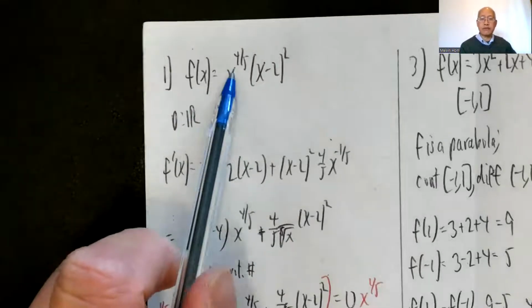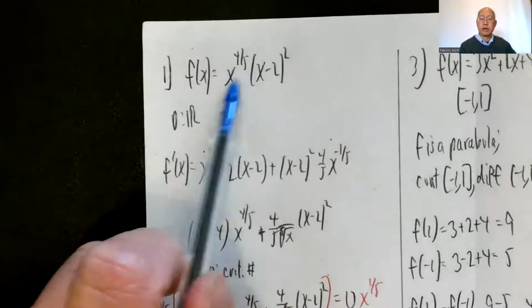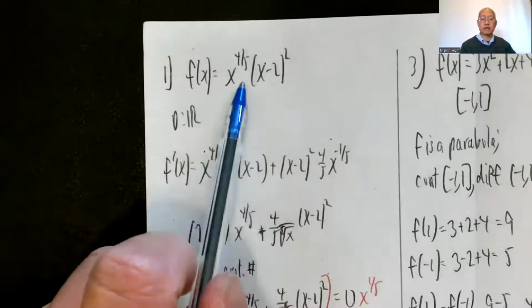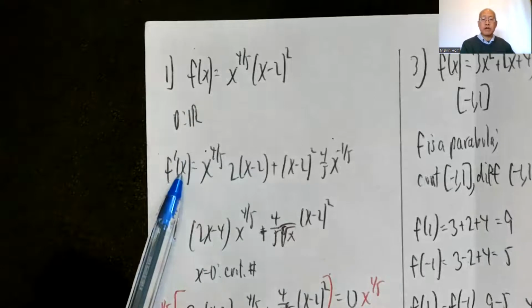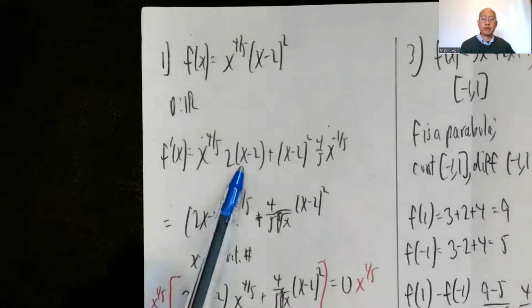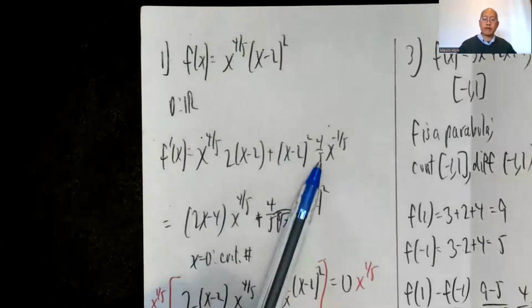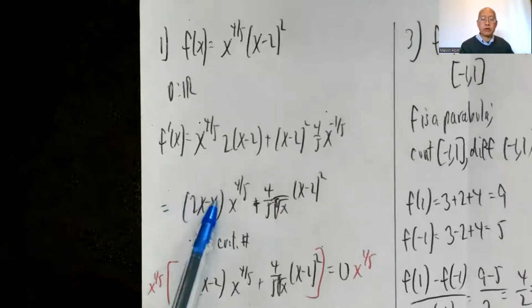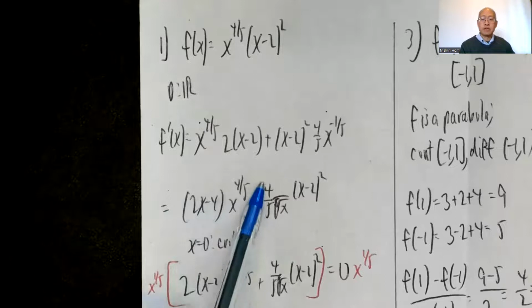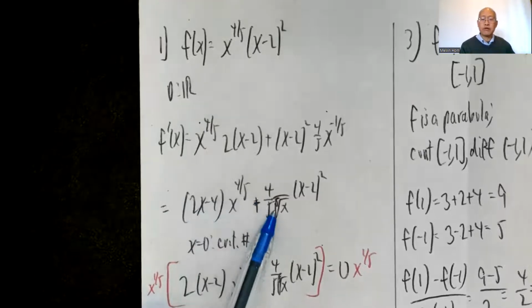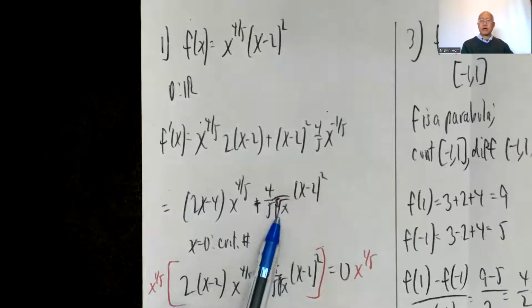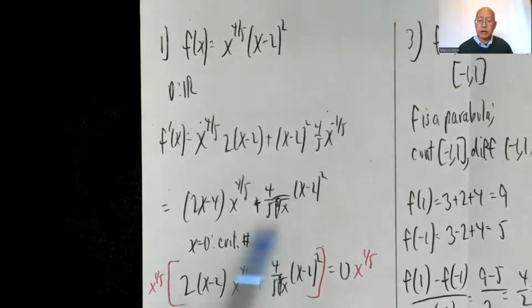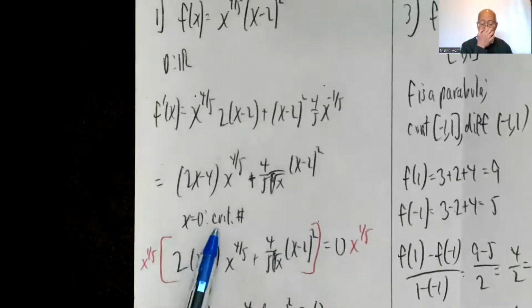You're allowed to even put in negative numbers because you can take the fifth root of any negative and then raise it to the fourth power and so forth. Okay, so the derivative, use a product rule. First times the derivative of the second plus the second times the derivative of the first. A little bit of cleanup. I get 2x minus 4 times x to the 4/5 plus 4/5 fifth root of x minus 2 squared. I get an x in the denominator, so that automatically makes x equals 0 a critical number.